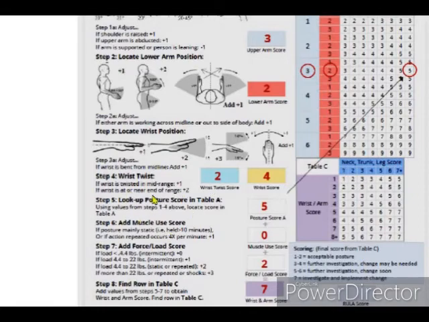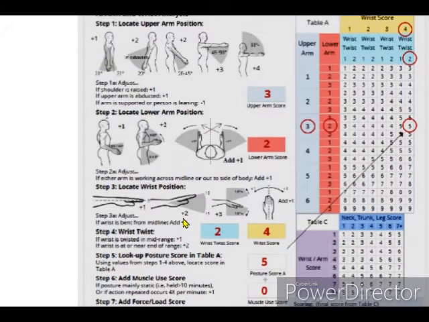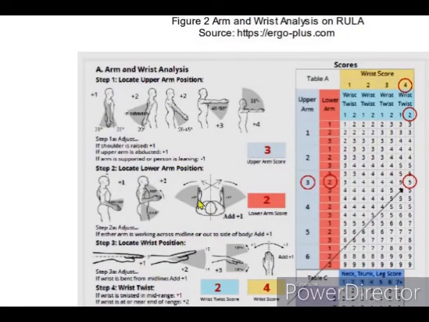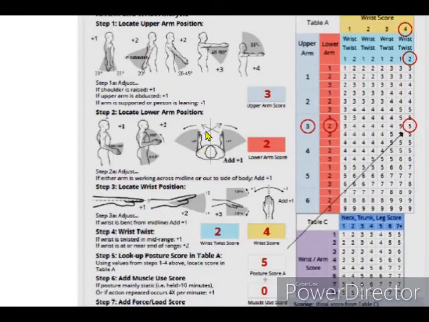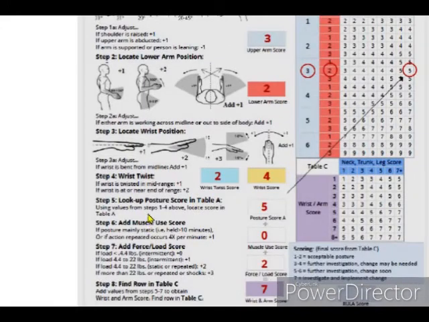Ito guys, may guidelines kayo dito sa kaliwa, sa inyong susukatan. Ito yung upper arm, nakalagay upper arm. Lower arm naman ito. Tapos wrist naman ito. Wrist position. Kung nagtitwist, look up posture table, look up posture score.